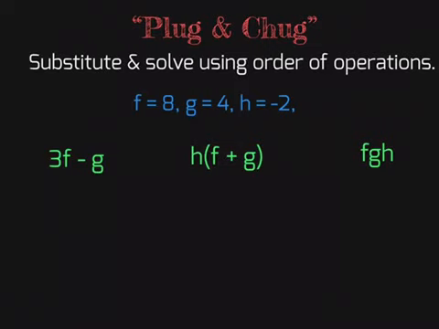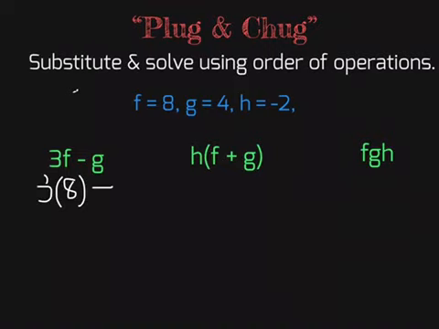So for the first expression, 3f minus g, we are using the values f is equal to 8, g is equal to 4, and h is equal to negative 2. So I am going to simply substitute my variables for the given values. So f is 8, 3 next to f I know means multiply. So I'm going to show that with parentheses, because if I don't write any multiplication symbol in there, it looks like the number 38.